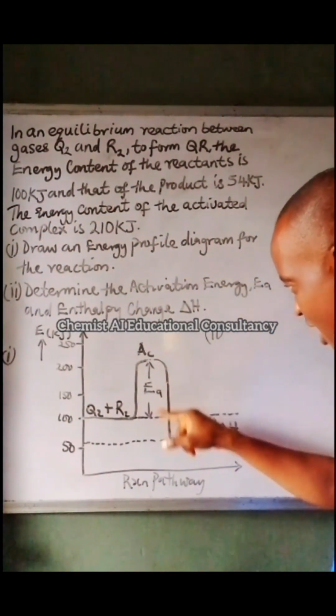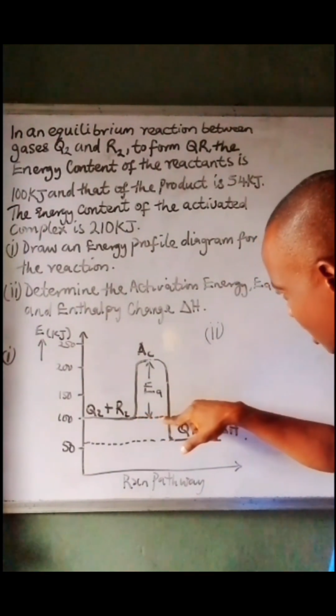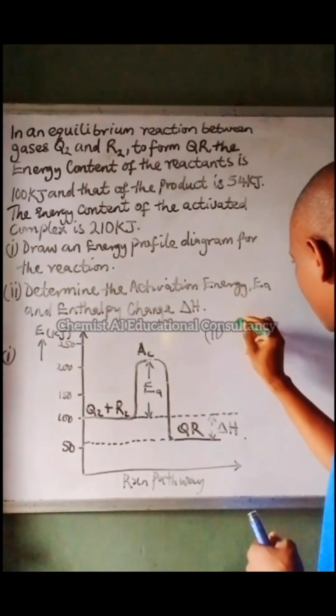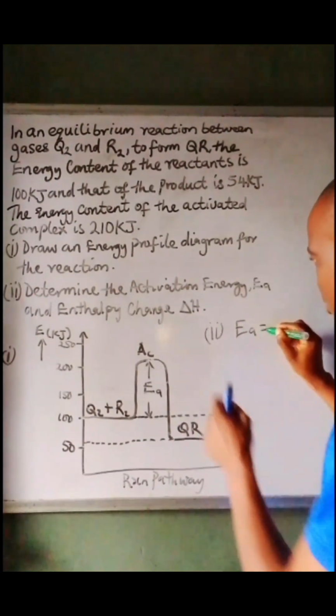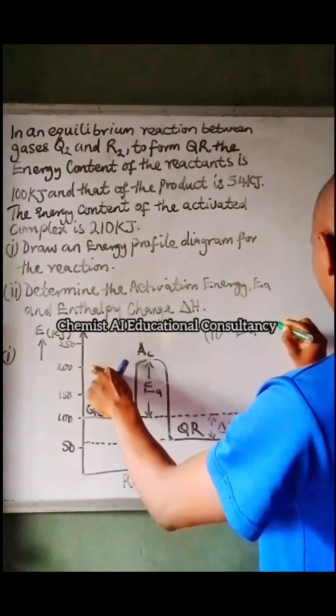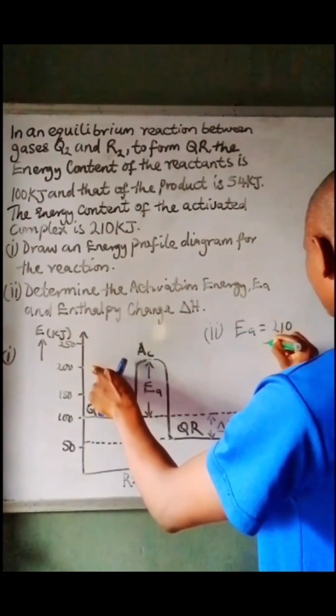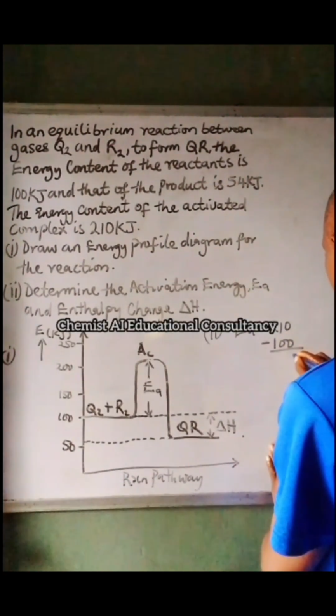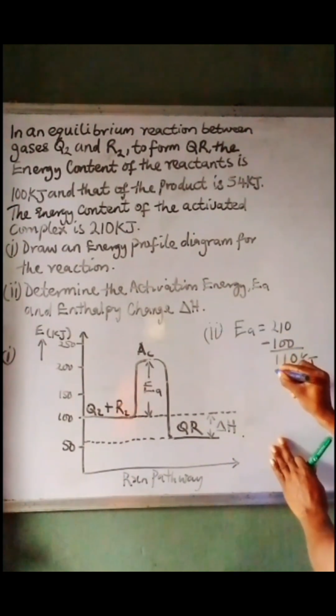Now I determine the activation energy EA. This EA, there is a number for it. It is from here, from 100 to 210. So you say activation energy equals energy of the activated complex 210 minus energy of the reactant, which is 100, and you are going to get 110 kilojoules.